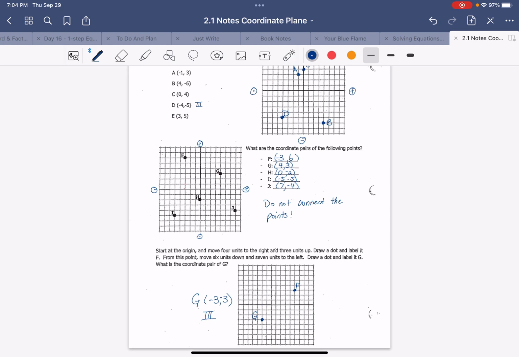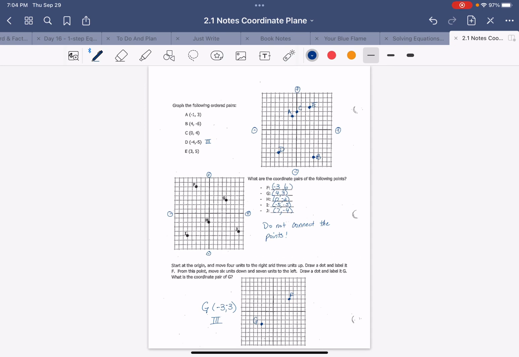Okay. So hopefully this has been a really good review of the coordinate plane. The next thing we have is just a quick review homework on graphing coordinate planes. And then once you're done with that, come see me.